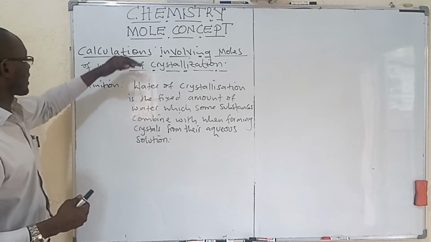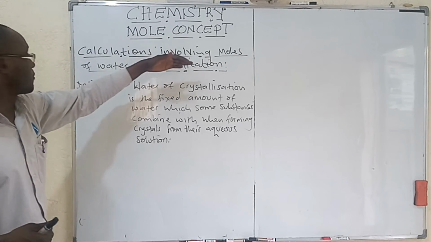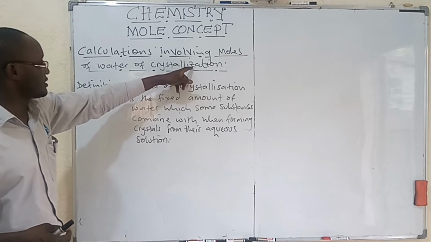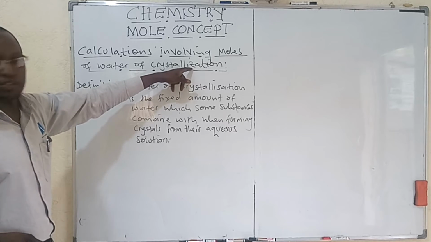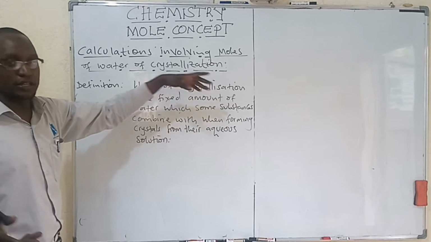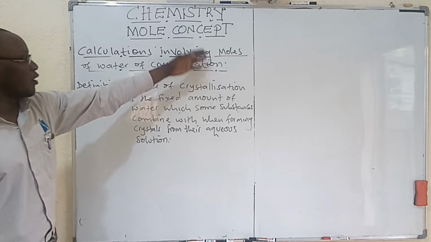So the break has taken us to calculations involving moles of water of crystallization. You can write a Z if the English you speak is from America, or you can write an S if it is from Britain. So I'll be using all of them.